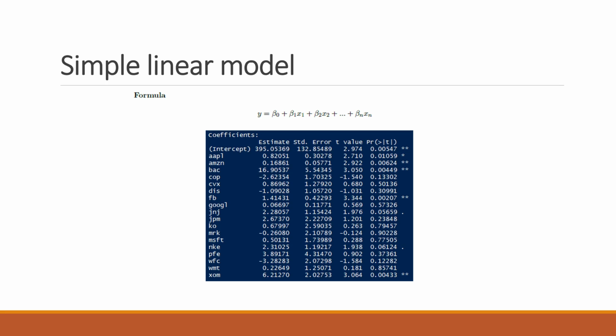On the second column the coefficients are given. Some of them are negative. That means they have negative effects on the index. And on the very right-hand side of the graph there are stars. The more stars it has, the more significant the stock.